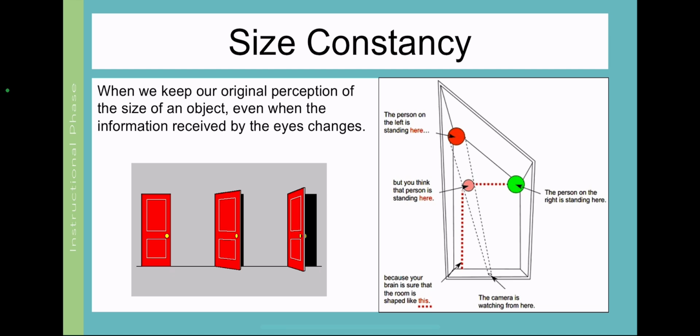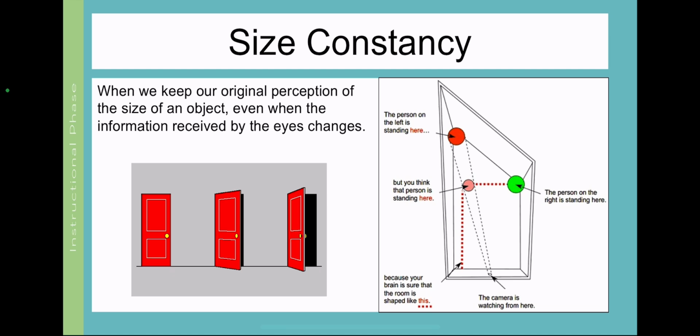Then this takes us on to that size constancy set of illusions. When you think about size constancy, I want you to remember that it's one of those words which is what it says it is. It's the idea that our brain knows that things remain constant in terms of their size. So basically, how big something is doesn't change, and our brain knows that.